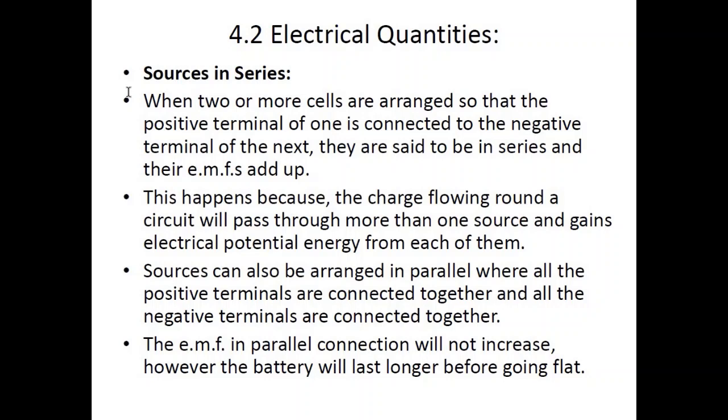Next we have sources in series, or cells connected in series. When 2 or more cells are arranged so that the positive terminal of each of them is connected to the negative terminal of the other source or cell, they are said to be connected in series, and their EMFs add up. This happens because the charge flowing around a circuit will pass through more than one source and gain extra energy each time they pass through a source or a cell.